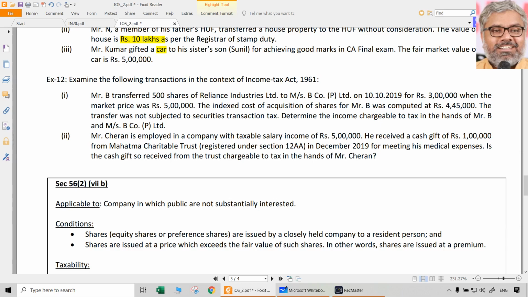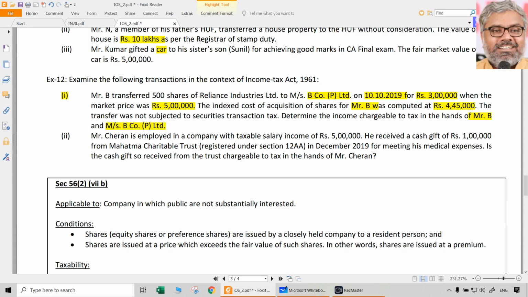Examine the transactions in the context of Income Tax Act. Let us look at first case. Mr. B transferred 500 shares of Reliance Industries Limited to B Company Private Limited on 10/10/2019 for 3 lakhs rupees when the market price was 5 lakhs. Indexed cost of acquisition of shares for Mr. B was computed at 4,45,000, already computed. That means long-term capital gain can be computed. The transfer was not subjected to STT. Determine the income chargeable to the hands of Mr. B and also B Company Private Limited.